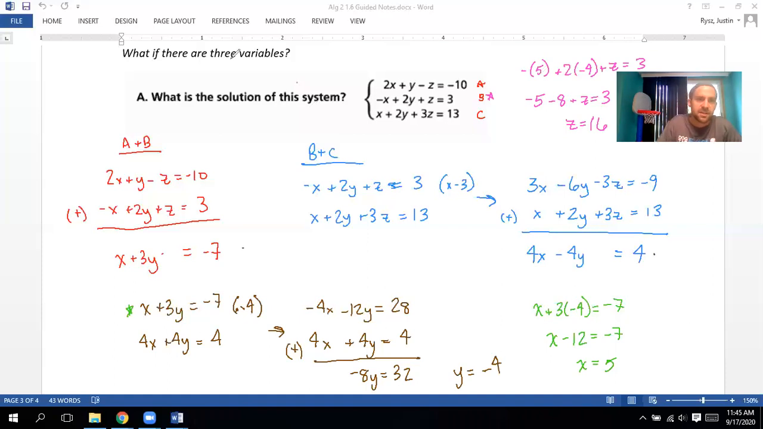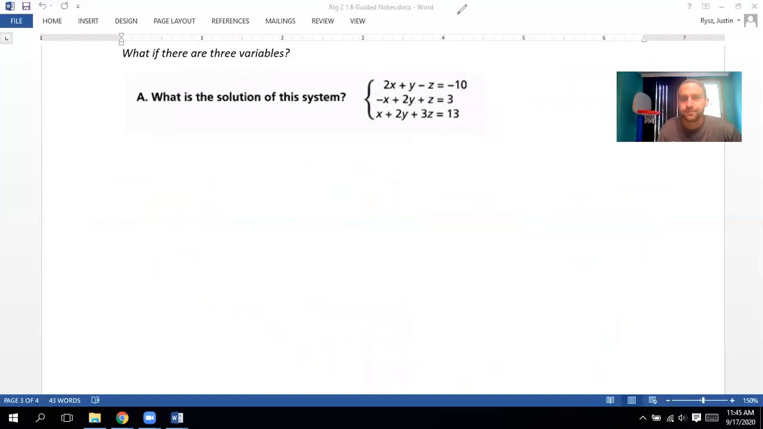So our solution set here, we'll put everything in alphabetical order. x would be 5, y is negative 4, and z is 16. There's our answer that would work for all 3 of those. And we can plug them in to double check. I'm going to make another video going over more of these. Practice makes perfect, and so we'll keep going through these.